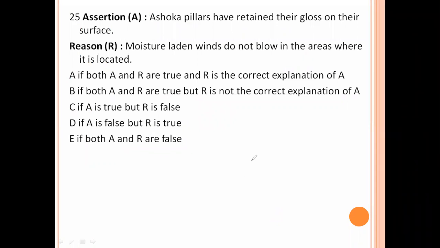Ashoka pillars have retained their glow on their surface. Moisture laden winds do not blow in the area where it is located. First, if both A and R are true and R is the correct explanation of A, no. Both A and R are true and R is not the correct explanation of A, no. If A is true but R is false, that is the right answer.